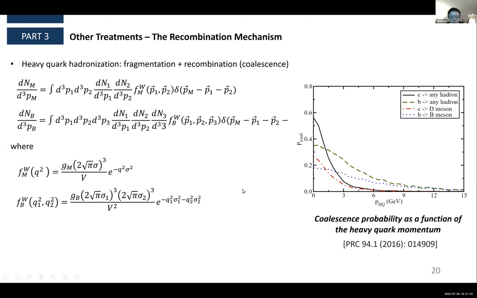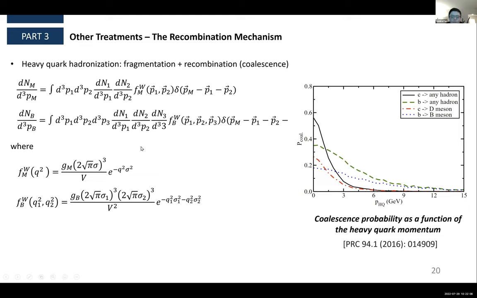And another missing piece in our current simulations is the recombination mechanism in hybridization, which essentially says that it is possible for a heavy parton to recombine with one or two medium partons to form a heavy meson or a heavy baryon. And the probability for this recombination as a function of the heavy quark momentum is shown on the right plot.